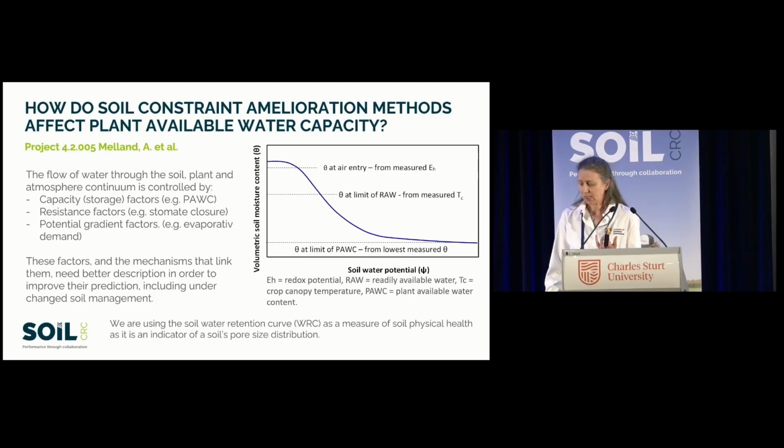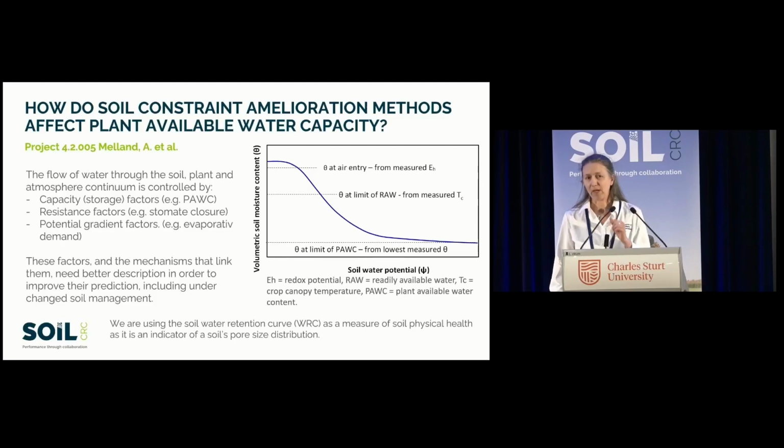So our project is based on the premise that the flow of water through the soil, the plant and the atmosphere continuum is controlled by three large concepts or factors. One being a capacity factor, how big is the bucket for the water. A second one being resistance factors, how much resistance is there to flow of that water through the system. And the third one being what is the potential gradient, what's the environment providing in terms of a driving force for that water to move.